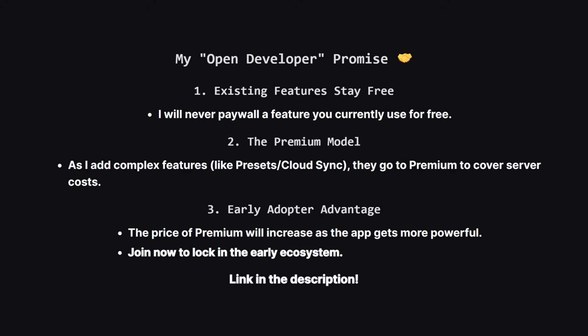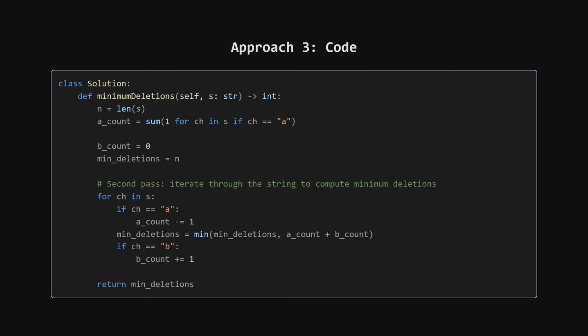Okay, we've talked about the big picture and the logic. Now let's see what this looks like as actual code. I'll put the full solution up on the screen first. And don't worry, after that, we'll walk through the most important sections together. Here is the Python implementation for the two-variable method. We start by counting all the A's. Then we loop through, updating our counts and checking if the current spot gives us a better result, meaning fewer deletions than what we've found so far.